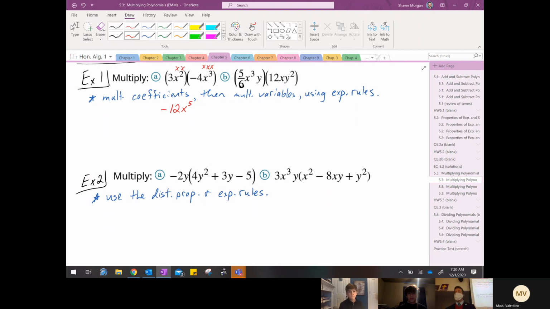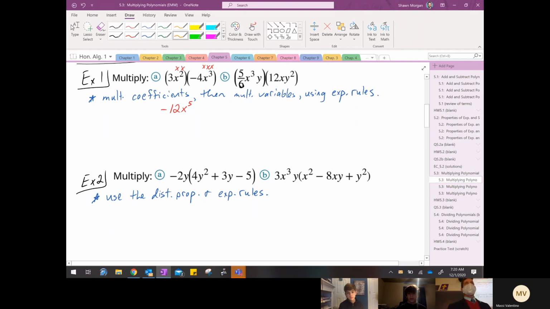All right, multiplying monomials is super simple. You just multiply the coefficients, and you multiply each variable. And if there's multiple variables, just take it one letter at a time, okay? Now, 5/6 times 12 over here on this second example, I could say 5 times 12 is 60, divided by 6 is 10, or we could cut 6 into 12 and get 2. 5 times 2 is 10 there.